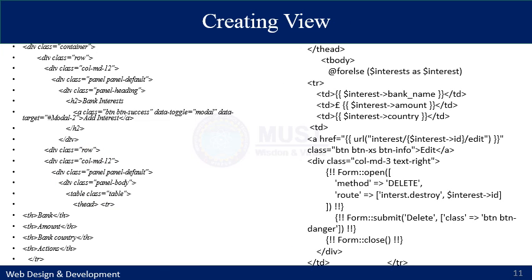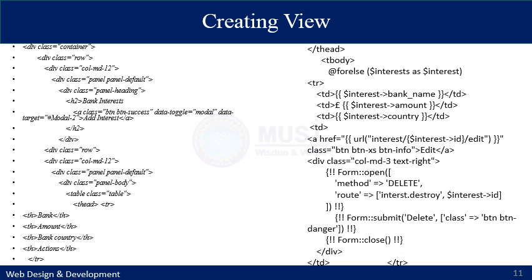So this can be loaded to the web page using a view, and the name of the view we have specified is interest. You can create a new view in the resources/views folder, and name the view as interest.blade.php. So we have specified some HTML and CSS code here.